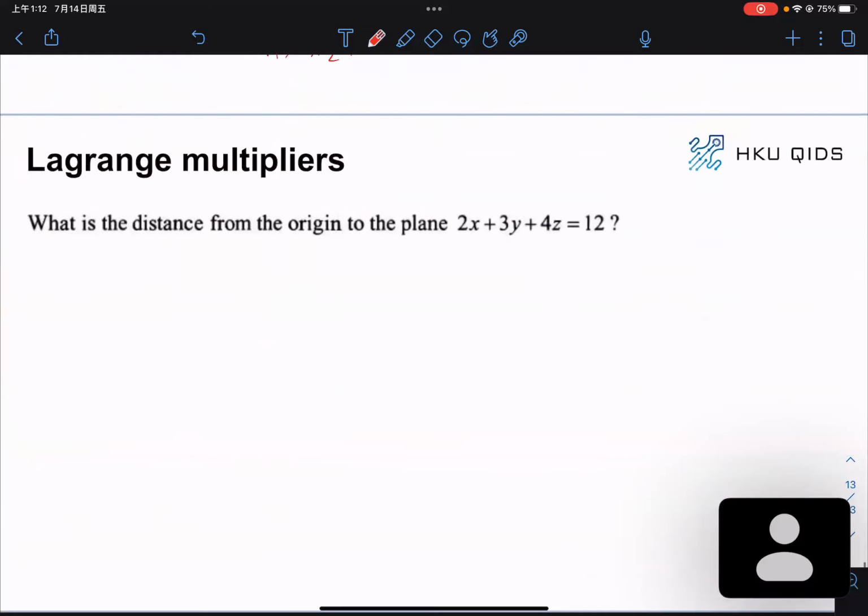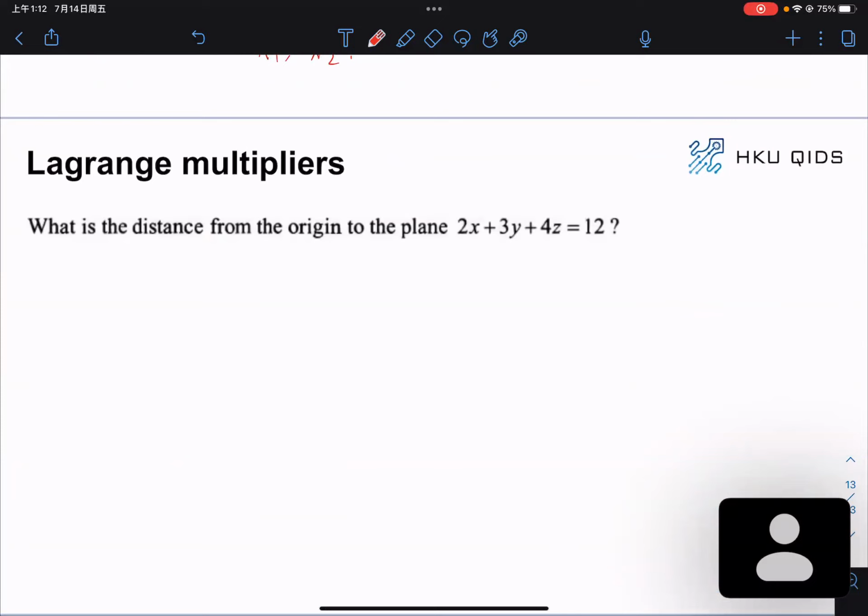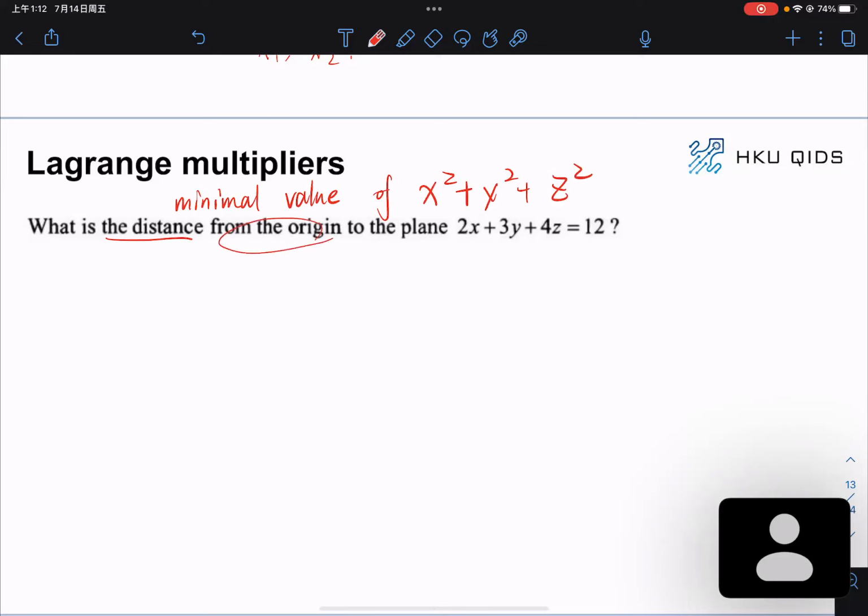And let's see a real question. What is the distance from the origin to the plane 2x plus 3y plus 4z equals 12? So the distance is the minimal value of x squared plus y squared plus z squared, right? Because we are starting from the origin.